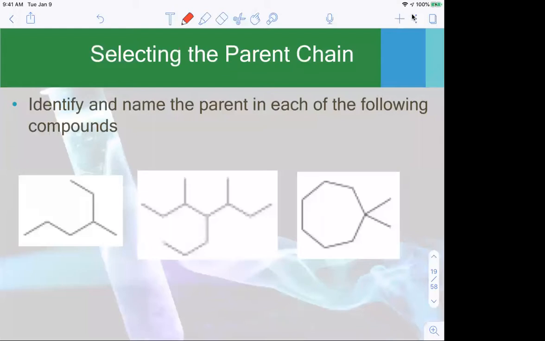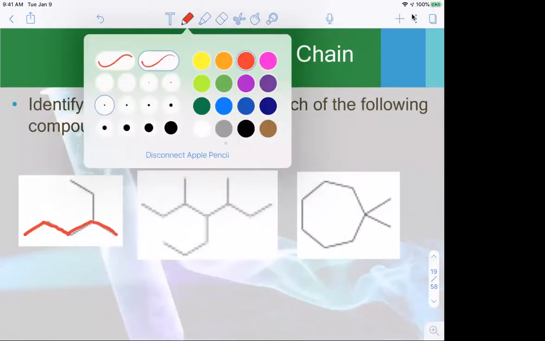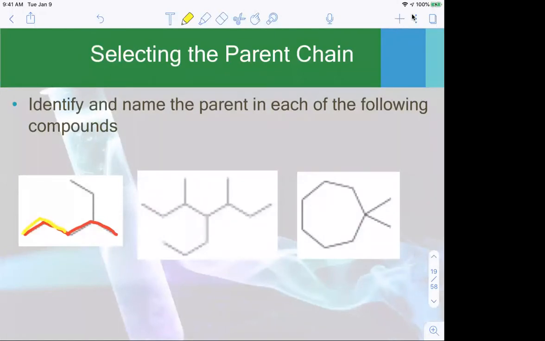So let's think about how I would identify and name the parent in each of the following compounds. Again, sometimes I have to count a couple of different ways. I could have 1, 2, 3, 4, 5. I could have 1, 2, 3, 4, 5, 6. So my yellow is going to have 6 carbons. So this is going to be a hexane derivative. So my parent name is going to be something hexane.